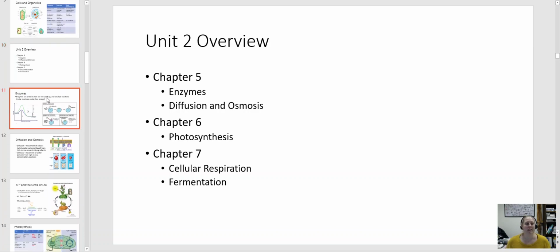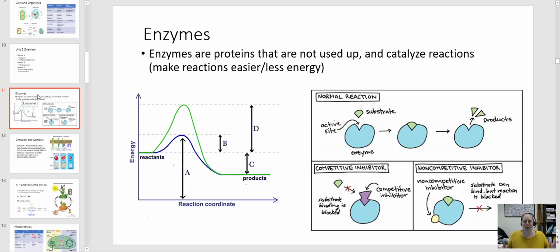But let's talk about enzymes quick. Hopefully you remember that enzymes are proteins, and as we've learned, proteins are incredibly essential to life on this planet. Proteins that are enzymes are not used up, and they speed up, they catalyze reactions. They may speed up or make reactions easier by lowering the activation energy required.